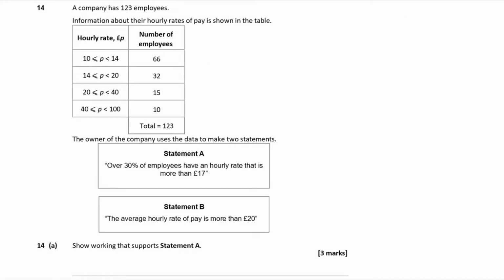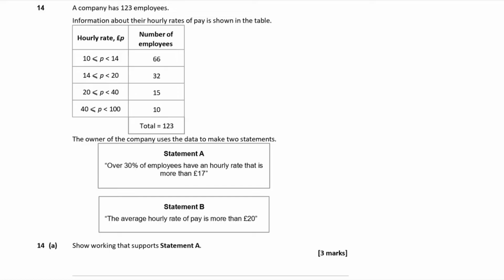Question 14. A company has 123 employees. Information about their hourly rates is shown in the table. Okay, so most of them look to be earning between 14 and 20 pounds, but some of them are earning more. The owner of the company uses the data to make two statements. Statement A, over 30% of the employees have an hourly rate that is more than £17. Statement B, the average hourly rate of pay is more than £20. State working that supports statement A. Over 30% of employees have an hourly rate that is more than £17.